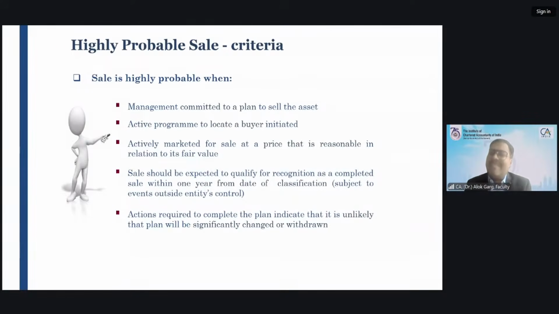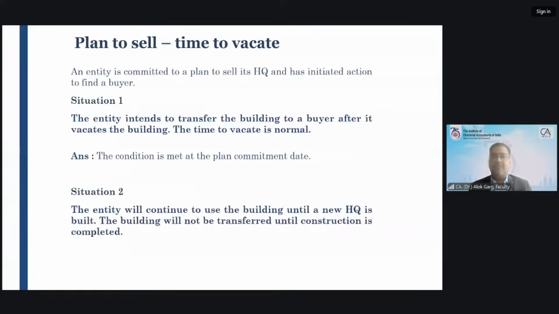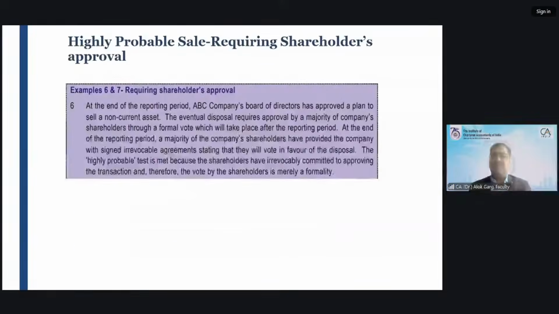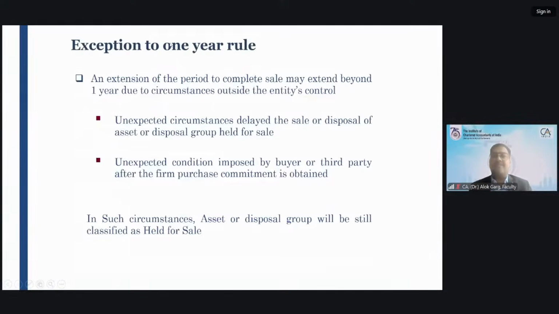Friends, if the sale does not complete within 1 year of the classification as held for sale, can it still be classified as held for sale? Is there any exception to the 1 year rule? Manish, is there any exception to the 1 year rule? Answer is yes. Even though the sale will not complete within 1 year, it can still be classified as held for sale. What are those two exceptions? Please read this.